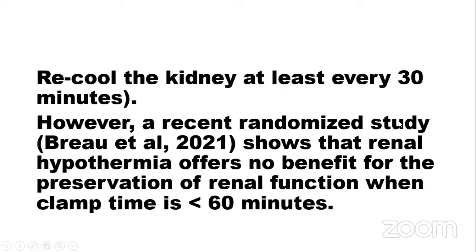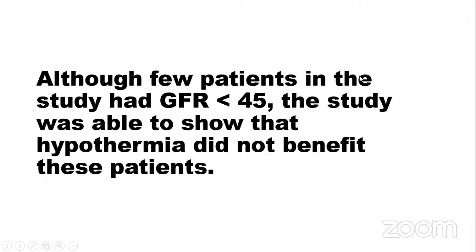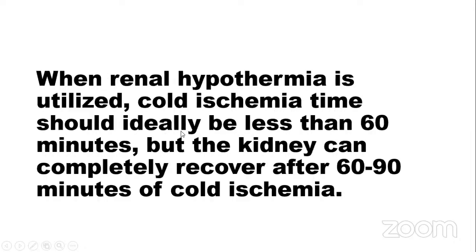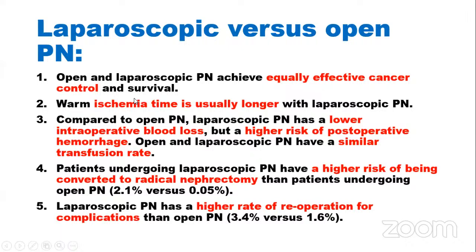However, a recent randomized study, 2021, showed that renal hypothermia offers no benefit for preservation of renal function when clamping time is less than 60 minutes. Also, few patients in the study had GFR less than 45, so the study was not able to show whether hypothermia benefits these patients. When renal hypothermia is utilized, cold ischemia time should be less than 60 minutes. But the kidney can be completely recovered after 60 to 90 minutes of cold ischemia.